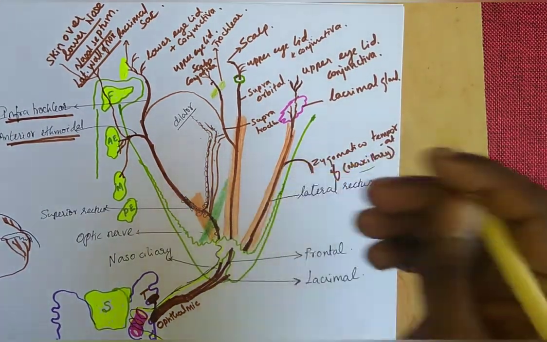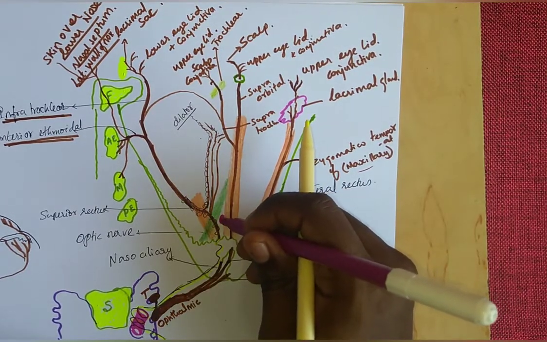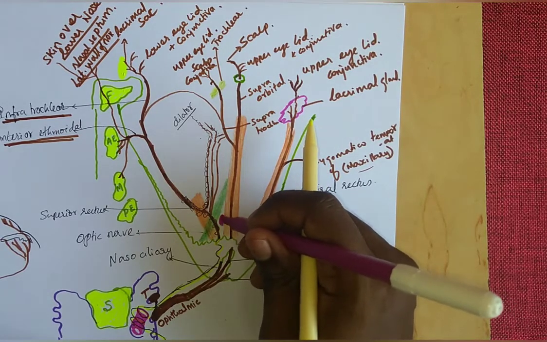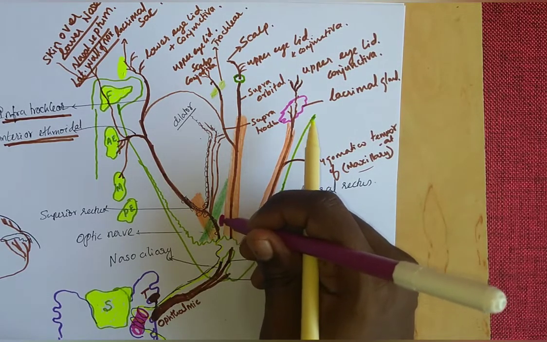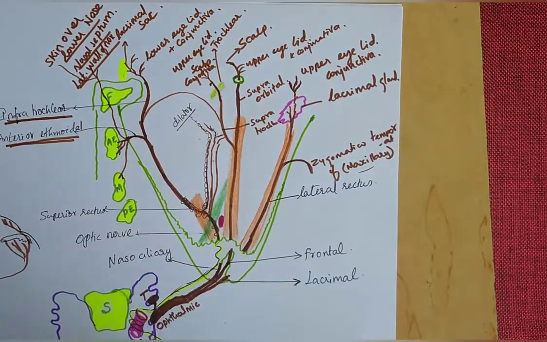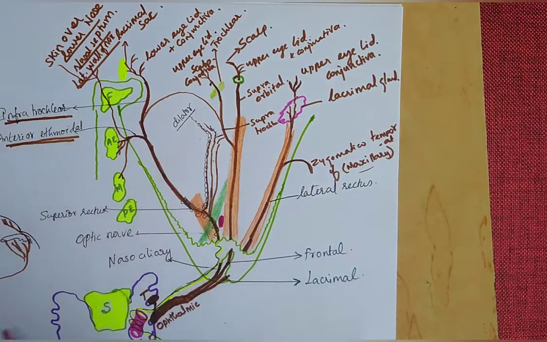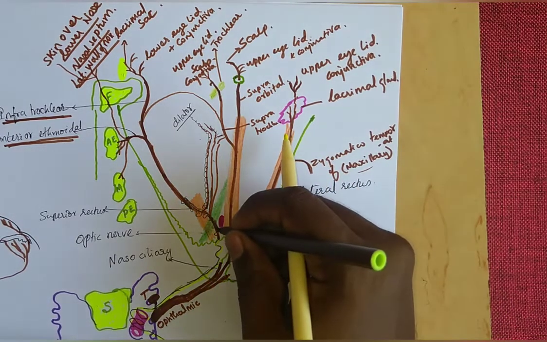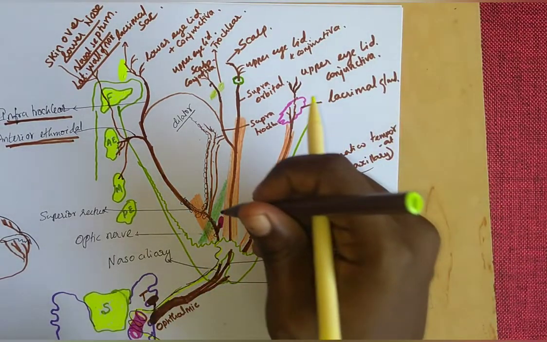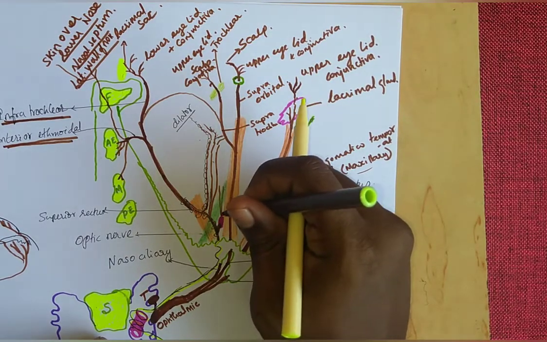Next we have short ciliary nerves. So here will be the ciliary ganglion, just at the proximal part, just medial to the optic nerve. And this ciliary ganglion is connected through a sensory root to the nasociliary nerve. From here, we have multiple short ciliary nerves.